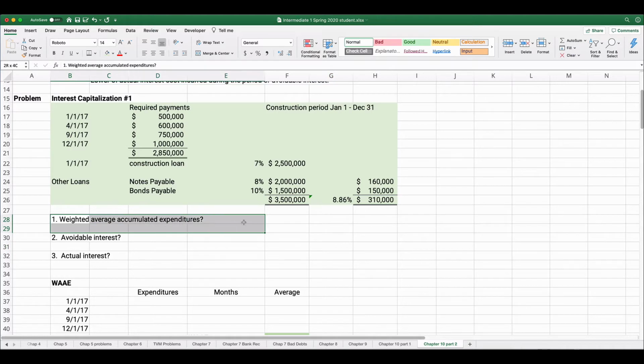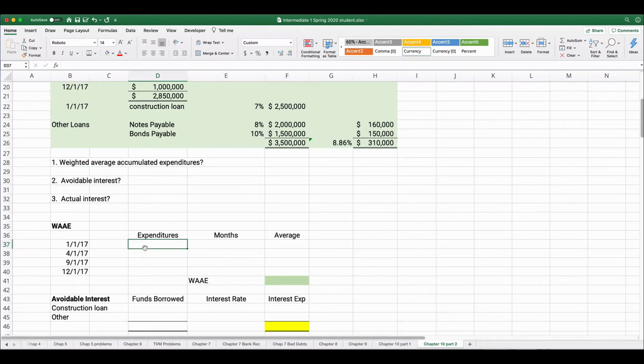So the first thing we're going to do is calculate the weighted average accumulated expenditures, and then we'll use that number to calculate avoidable interest, and then we'll calculate actual interest. Let's scroll on down and work on the weighted average accumulated expenditures. I've set this up to be a little quicker. Our expenditures are $500,000 due on January 1st, then $600,000 on April 1st, then $750,000 on September 1st, and then on December 1st, it's $1 million.